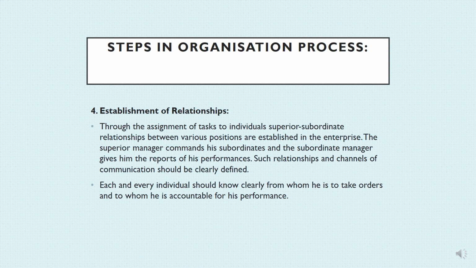Then, establishment of relationships. Now, it is very important to know the authority relationship, in the sense that, with the assignments of tasks to individuals, superior-subordinate relationships between various positions are established in the enterprise. The superior manager commands his subordinates, and the subordinate manager gives him reports of his performance. So, such relationships and channels of communication should be clearly defined. Each and every individual should know clearly from whom he is to take orders and to whom he is accountable for his performance. An authority relationship is established so that you exactly know from whom you have to take orders.